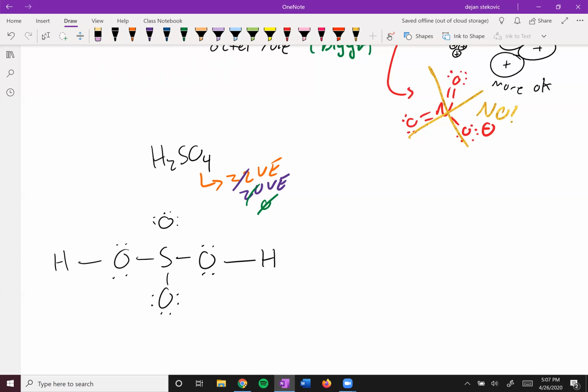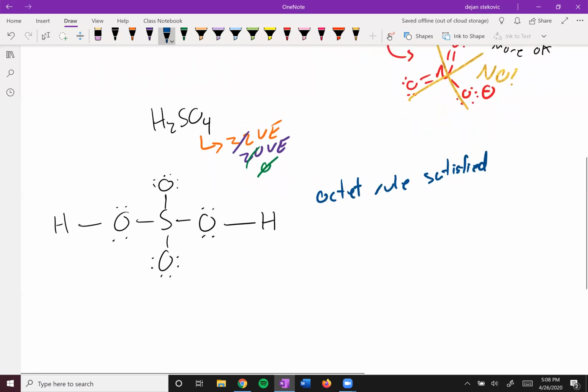And now let's think about our structure here. The octet rule is satisfied, right? Everything has an octet, and hydrogen, like it wants to, has a duet. But let's think about formal charges. So go ahead, pause the video, and take a second to think about the formal charges in all of these. Cool, so what you should end up with is this oxygen is negatively charged, so is this one, and then this sulfur has a +2 formal charge.